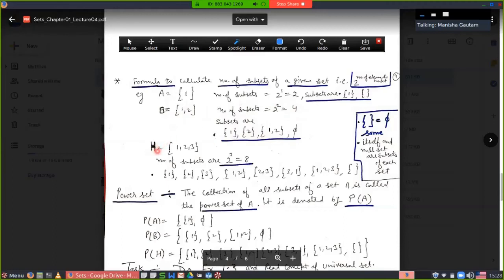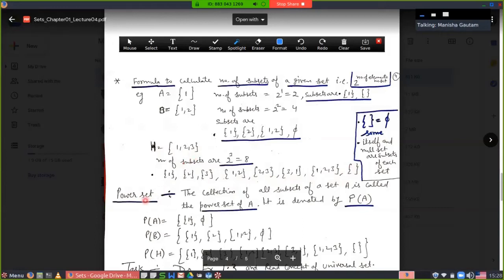Take another example. Suppose H is a set having elements 1, 2, 3. So the number of subsets will be 2 to the power 3, 8. What are the subsets? Take first one element: 1, 2, 3. Then take two elements: 1, 2, 2, 3, 3, 1. Then take the set itself and the empty set. This is a way to write down the subsets. So how many subsets are there? 8 subsets are there if the set has 3 elements.